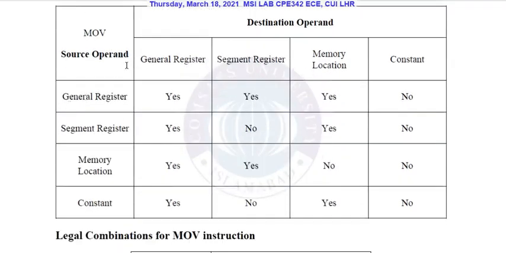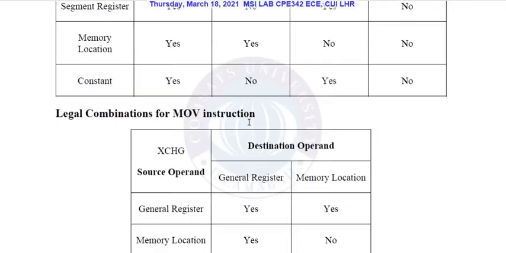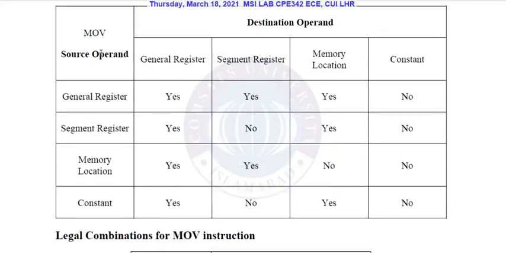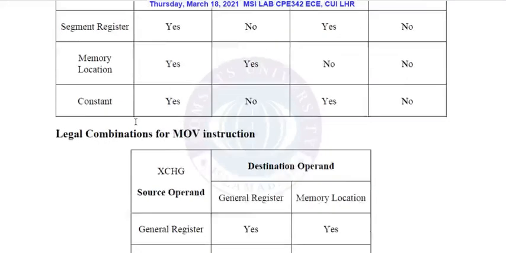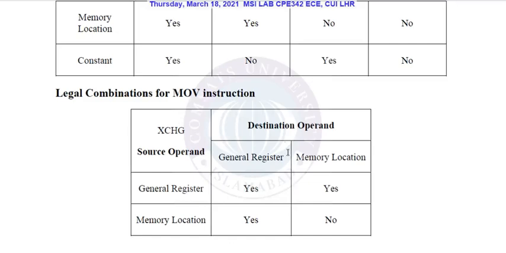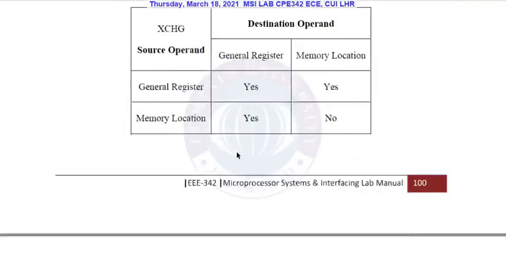Then you can see a table. This is basically a summary of what types of movements are allowed in the move and exchange commands. You can see here that on one side you are seeing the source operands, and on the other side the destination operands, and this table is representing what types of source and destination movements are allowed in case of the move statement. Similarly, the table is representing the same for exchange. So this is basically a summary of what types of movements are allowed in data transfer instructions.